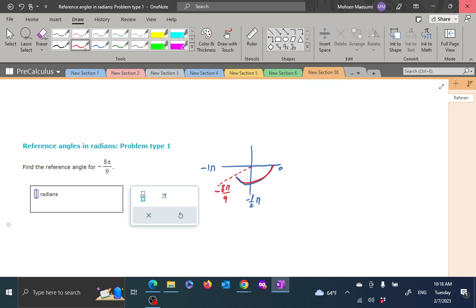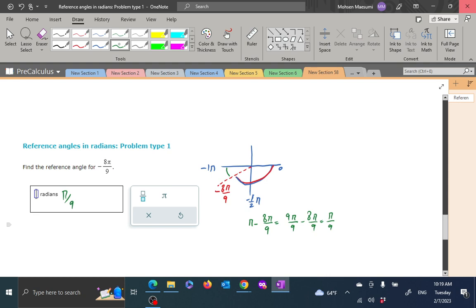Why do I know I'm stopped here? I stop here because 8 is smaller than 9, so I'm less than 1. I haven't made it to minus 1 pi. I'm falling short of that, and so whatever is left is my reference angle. How do I figure it out? I write pi minus 8 pi over 9. Take a common denominator, which means write this as 9 pi over 9 minus 8 pi over 9, and out comes pi over 9. So this is pi over 9.